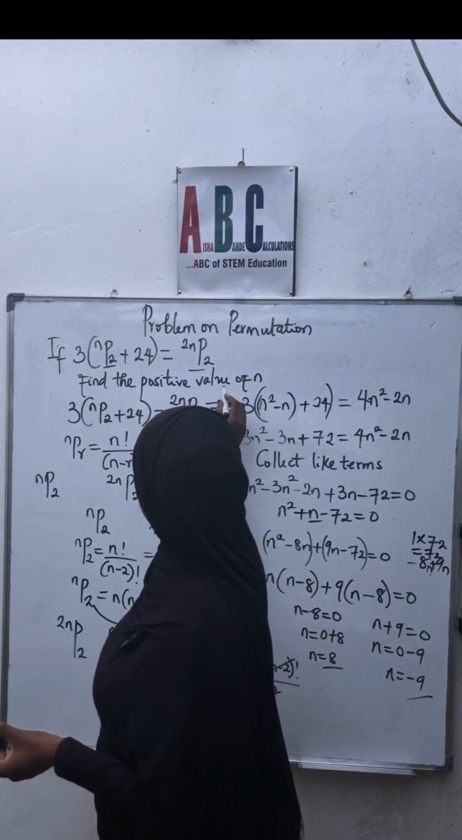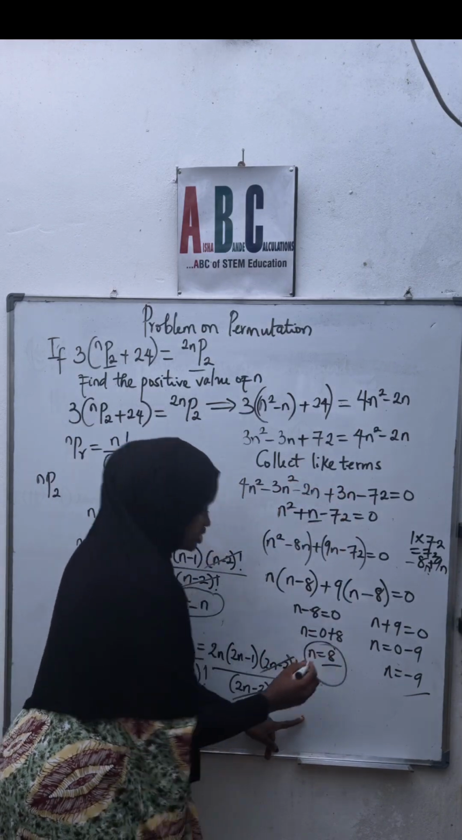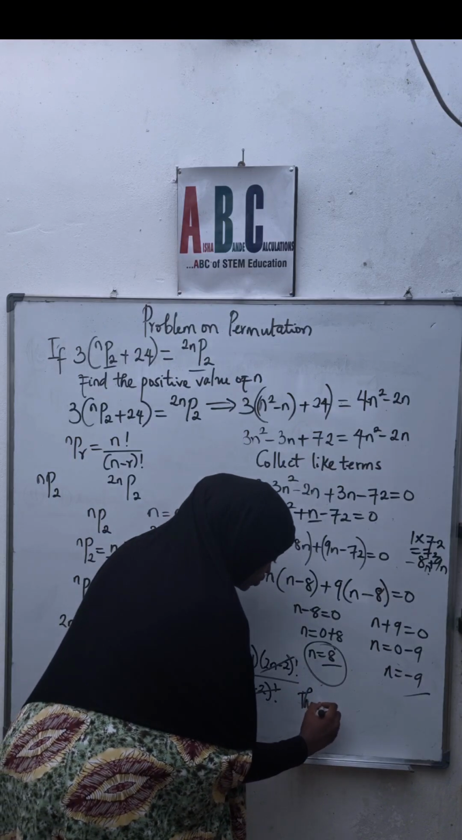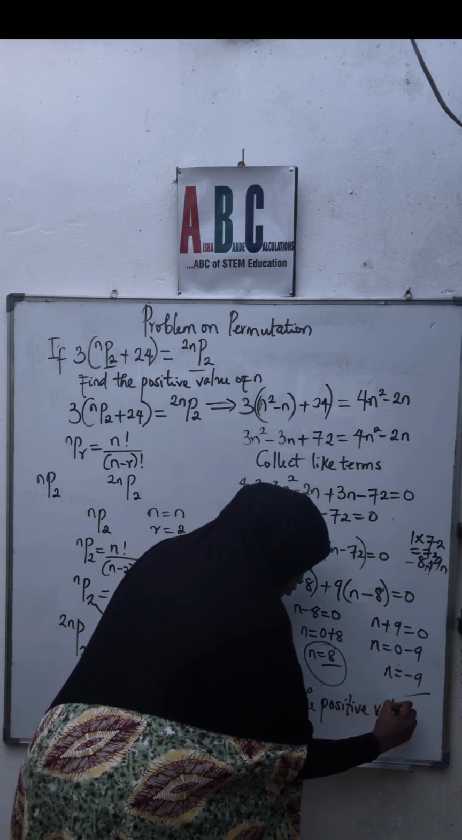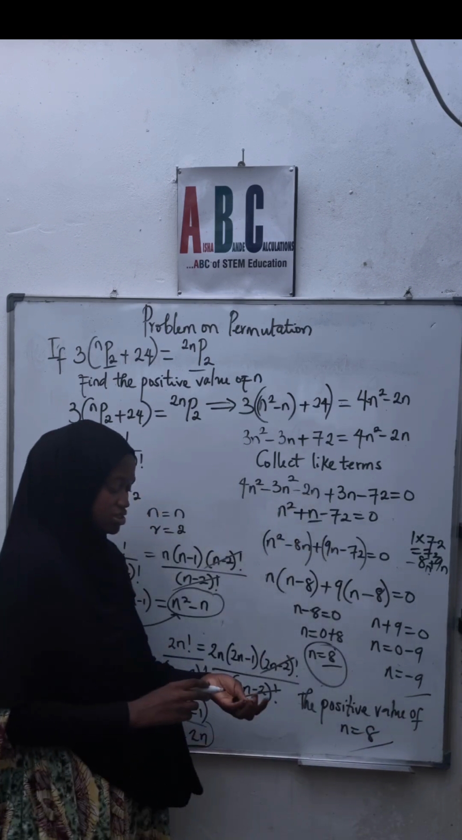But the question says we should find the positive value of n. So that means the positive value of n is 8. Okay, so at the end of the solution, we can say the positive value of n is equal to 8. So this is the final answer.